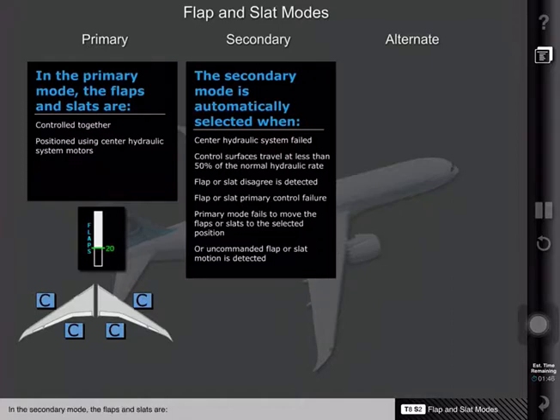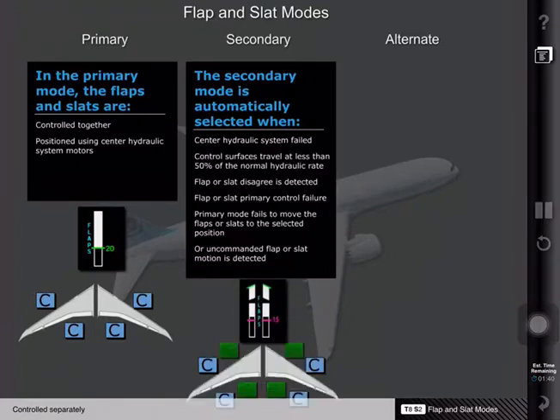In the secondary mode, the flaps and slats are controlled separately and positioned using hydraulic or electric motors. For example, if the slat's hydraulic control fails, the flaps are still driven hydraulically, but the slats are now powered electrically. Flaps and slats are still controlled through the flap lever, but operation in secondary mode is procedurally limited to flaps 20.